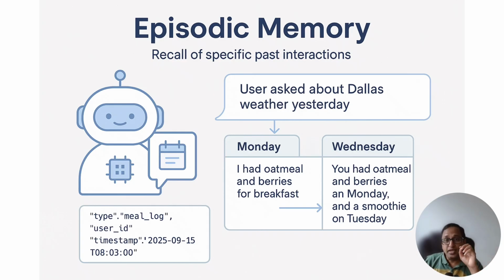So behind the scenes, what happens is the agent stores each interaction as a structured memory, something like what I showed, it could be simple JSON. You say type equals meal log, the user ID, the timestamp, and the contents. So the memory can be indexed by time, topic, or user and retrieved on demand. Either we can use LangGraph or LangChain.